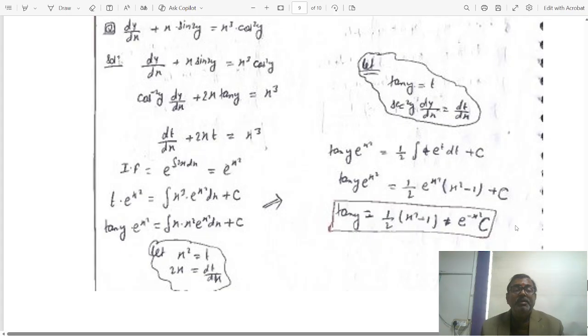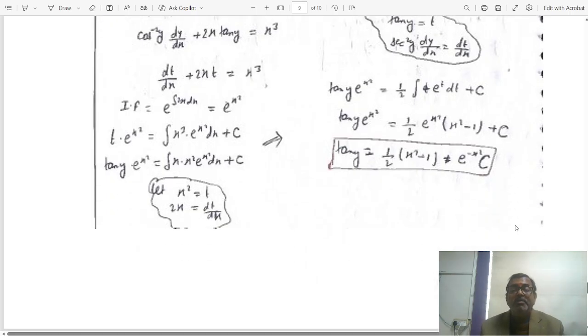So that is t into e to the power x square equals the integral of x cube e to the power x square dx plus c. Here we put x square equal to t, so 2x dx equals dt. Putting all these values and after integration, it becomes the complete solution: tan y equals 1 by 2 (x square minus 1) plus c e to the power minus x square. That is the required solution.